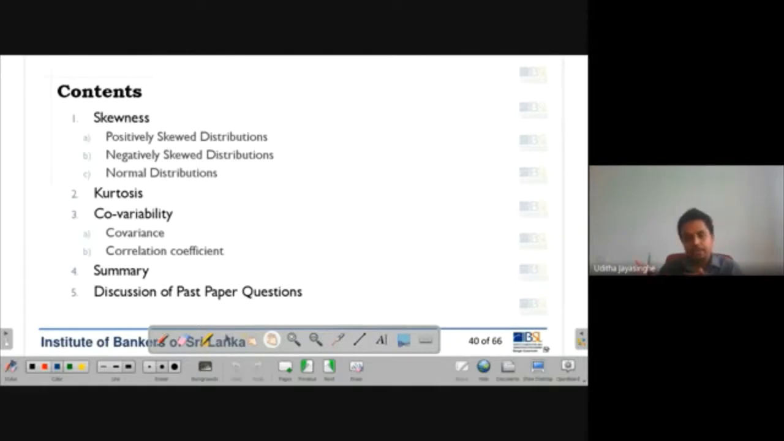And then we will try to find the relationship between the co-variability, co-movability. Whether when you see an increase or decrease in one particular variable, a similar or opposite movement can be observed in the second variable. So that picture will be discussed in the latter part of the day.